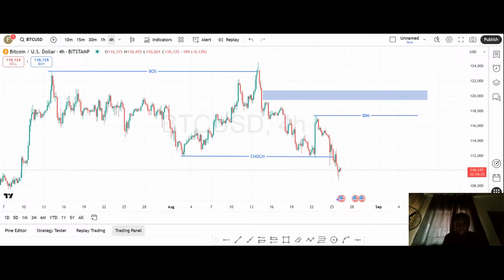So if you can just see inducement and enter after inducement has been taken out, you should wait for it to fill the fair value gap before you take your trade. So before you even analyze the market, you should be able to know the structure. You should be able to know the kind of movement the market has, everything about it. So that's what I need to tell you guys personally.